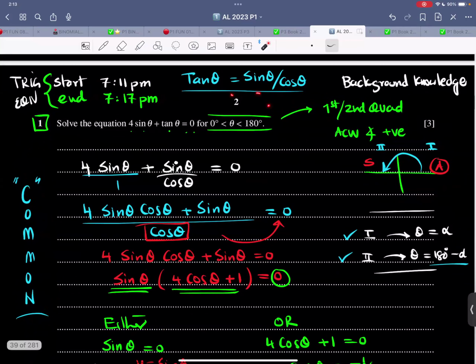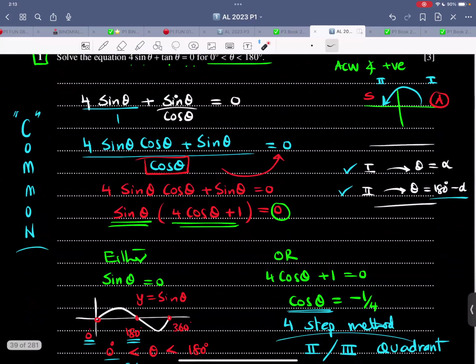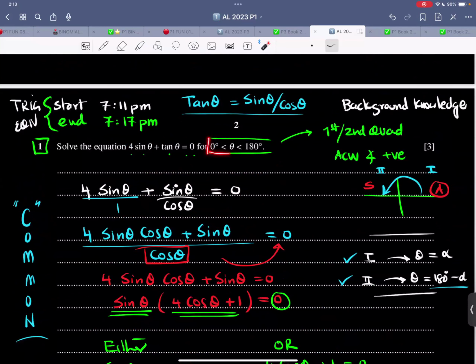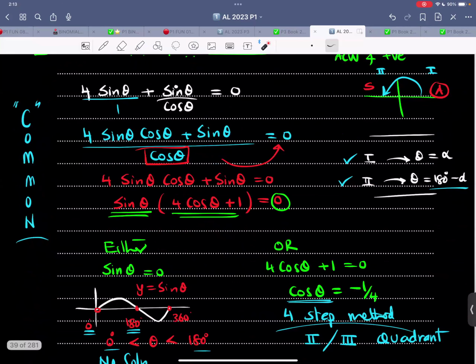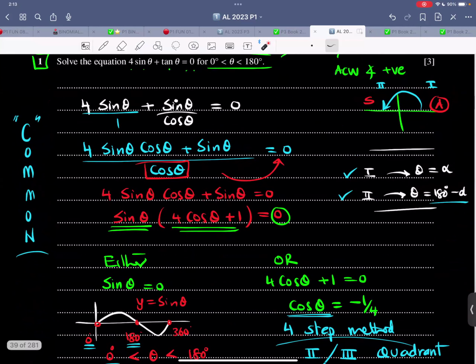And tan is sine over cos, background knowledge, first quadrant, second quadrant, because over here, why it is first and second quadrant? Because it's from 0 till 180 degrees. And then we know in the first quadrant, all the ratios are positive. In the second quadrant, only sine is positive. In the first quadrant, required angle is basic angle. In the second quadrant, required angle is 180 minus basic angle.